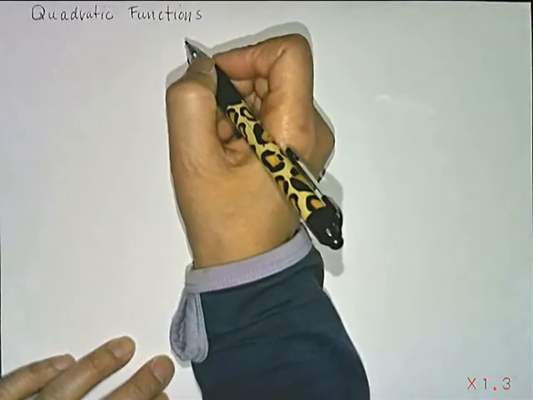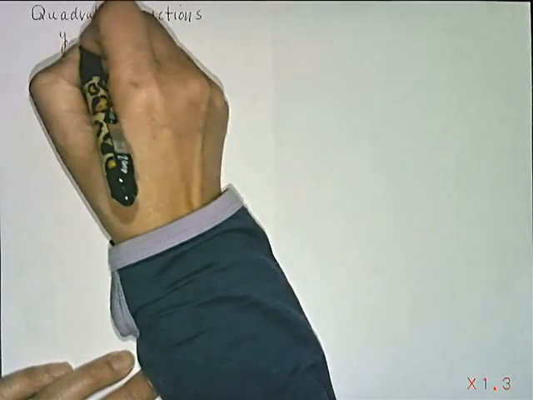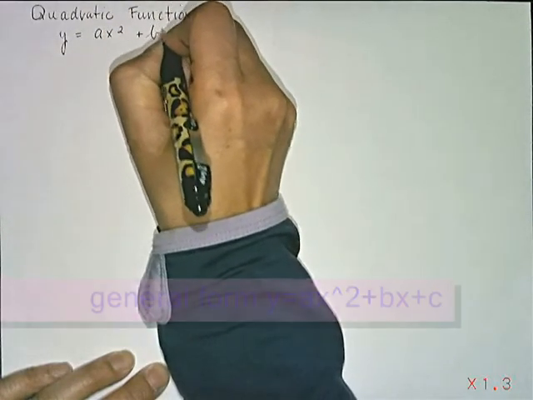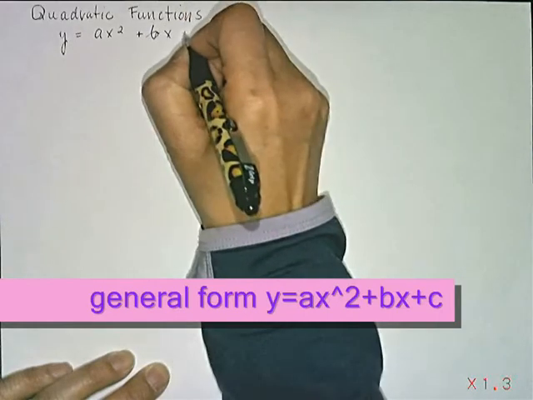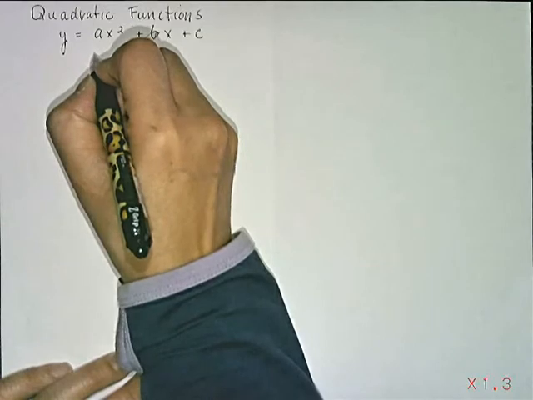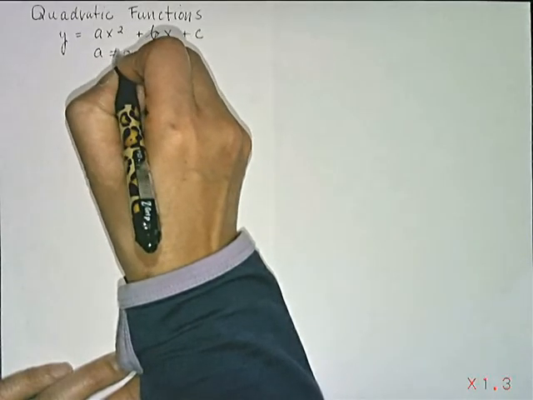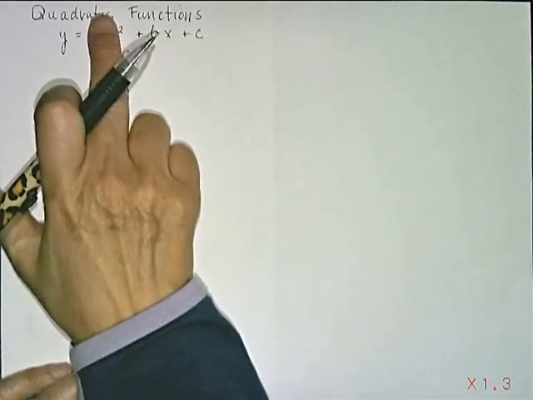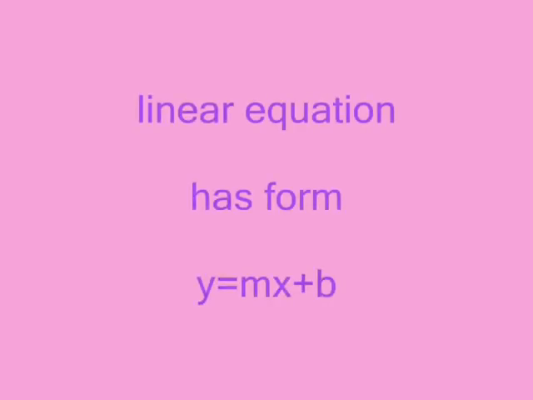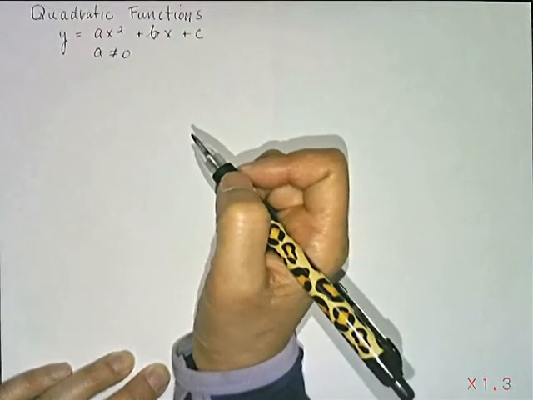A quadratic function can be written in a form like this: y equals ax squared plus bx plus c. And of course, it's not quadratic if a is equal to 0. So a cannot be 0, because if a is 0, this is no longer here. You have a linear equation. We should try to graph this.